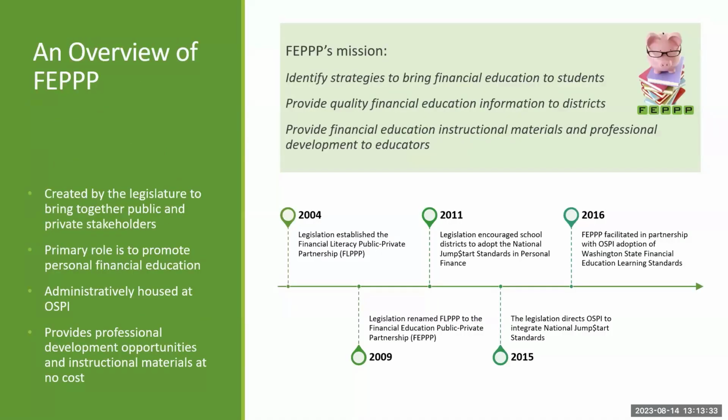So just a brief little overview about FEPPP and who we are and why we are here to give this professional development. Just so you know, we were formed by legislative mandate in 2004. We have recently expanded in the last year to the program staff that you see here today. Our primary role is to increase access to financial education across K-12 for our students and educators and communities. And our method of doing this is through developing quality resources or collecting quality resources and providing professional development like we're here to do today.